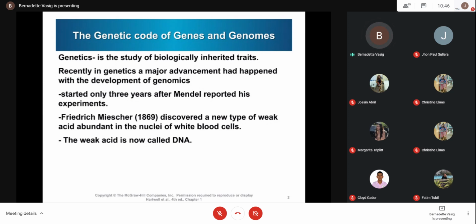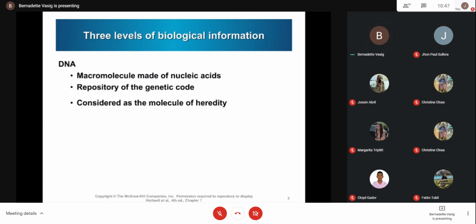However, after several years, Friedrich Miescher discovered a new type of weak acid abundant in the nuclei of white blood cells, and this weak acid is known as DNA. So it was also discovered that DNA carries the genetic information of a particular species. DNA, as you all know, is the first macromolecule that is made of nucleic acids. So it also serves as the repository of the genetic code.